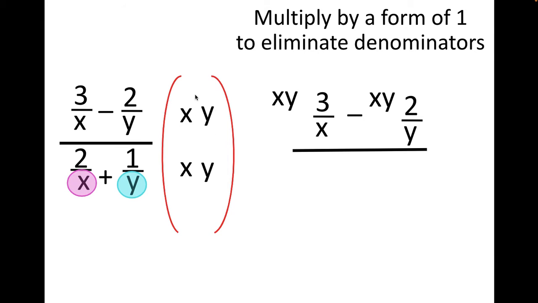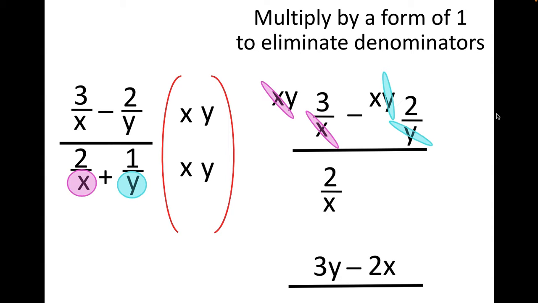Now I am distributing this xy to each of those terms. And you will see I am able to cancel. So now I will only be left with a 3y. And again, I'm able to cancel my y's, and I will be only left with a minus 2x.